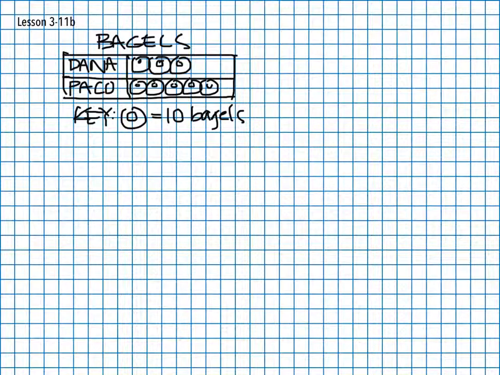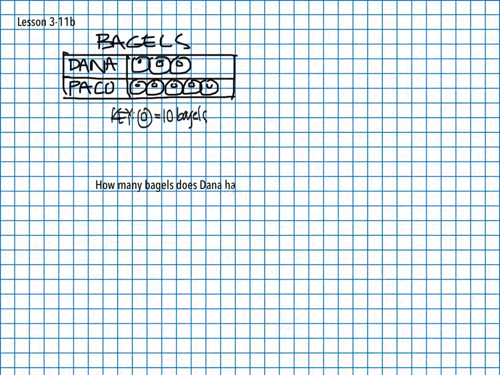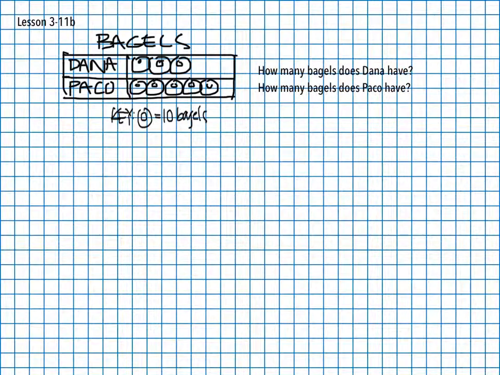So the question that this leads to is, how many bagels does Dana have? And subsequently, how many bagels does Paco have? Why don't you pause the video and come up with an answer for those two. Alright, hopefully you've come up with an answer for the two of those.